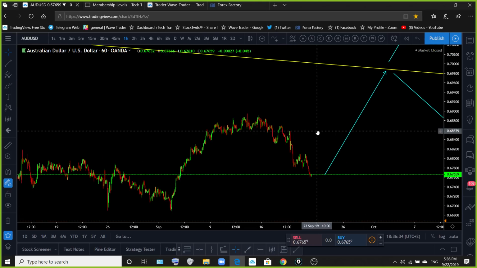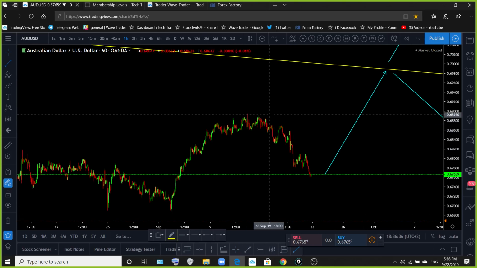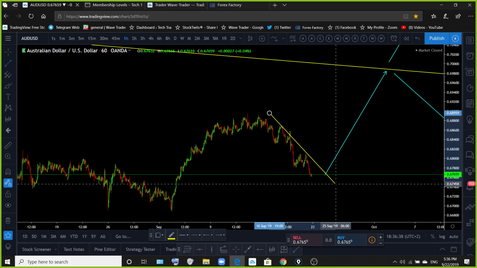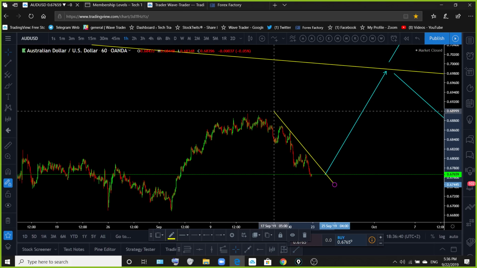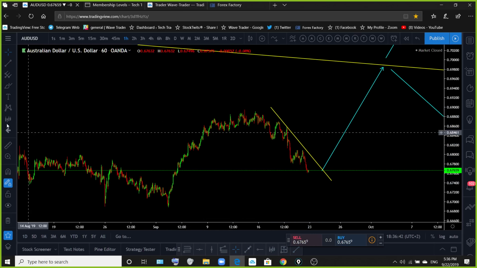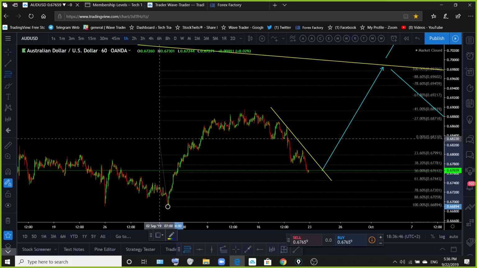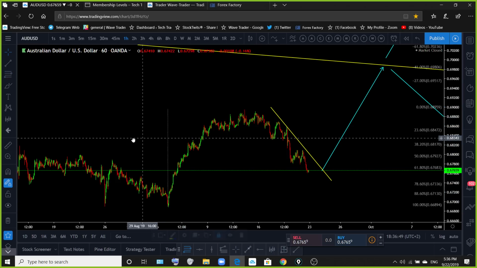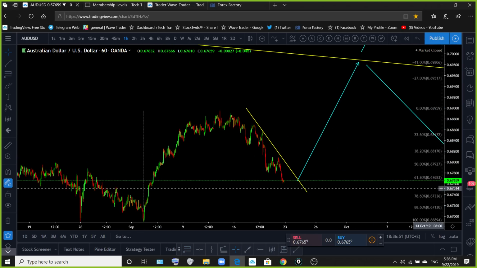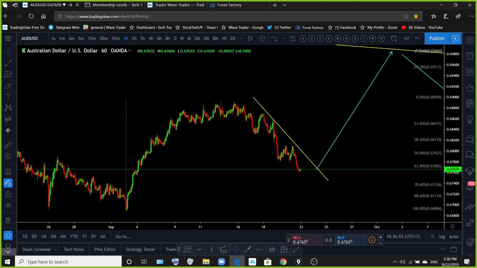We are looking for this trend to break up, this impulse to hold, breakout, and keep correcting and keep pushing higher. That's what we are looking for.